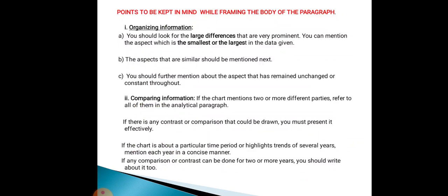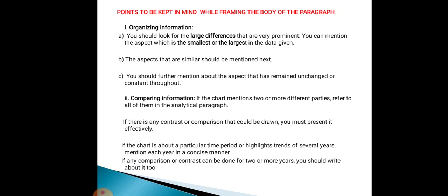Let us now discuss some points to be kept in mind while framing the body of the paragraph. How to organize the information? You should look for the large differences that are very prominent in the graph or in the chart. You can mention the aspect which is the smallest or the largest. If you see some similarity in certain aspects, then you can mention that similarity also. And if some data remains unchanged or is constant, that also you can mention.